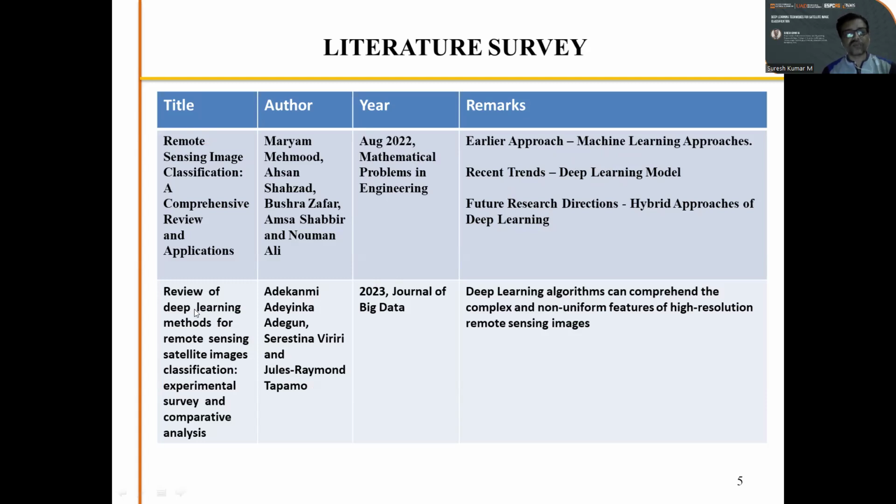And one more research paper titled Review of Deep Learning Methods for Remote Sensing Satellite Images Classification, Experimental Survey and Comparative Analysis, was published in the Journal of Big Data in the year 2023. The main important remark they have made is that deep learning algorithms can consider complex features of high resolution remote sensing images. Earlier, handling these complex features was very difficult, but now they can be easily handled by deep learning algorithms.